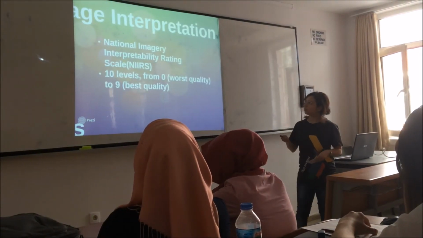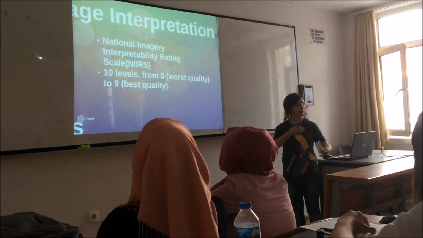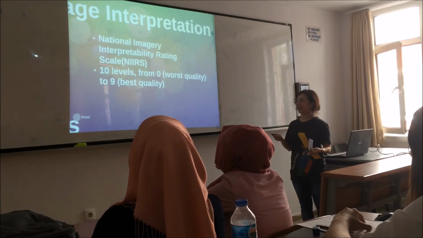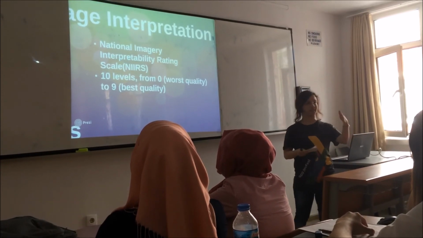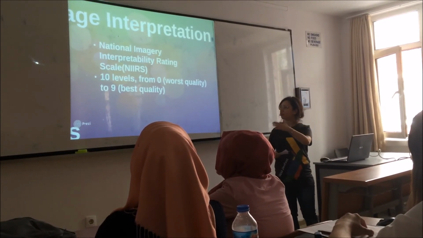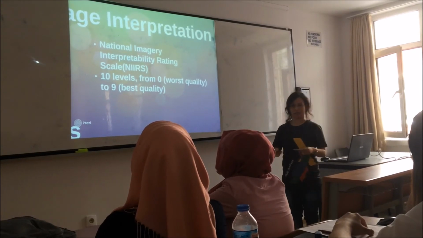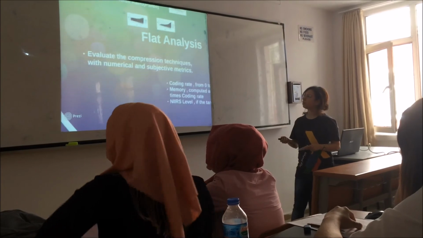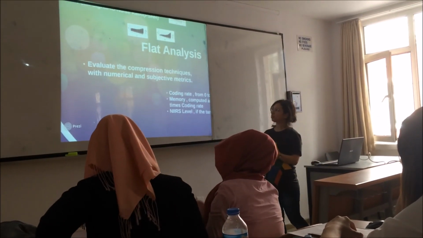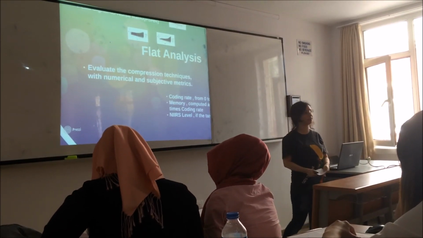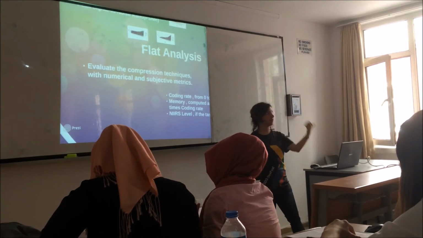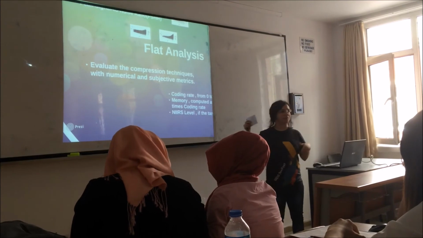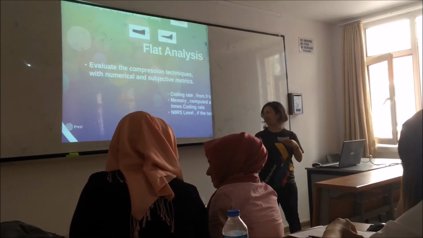And another one is image interpretation. How can we interpret the images? One of them is the National Imagery Interpretability Rating Scale. It has 10 levels, 0 to 9. 0 is the worst quality and 9 is the best quality. And then there is the analysis, which evaluates the compression techniques with numerical and subjective metrics. The numerical one is mean square error, and the subjective one is the NIIRS.